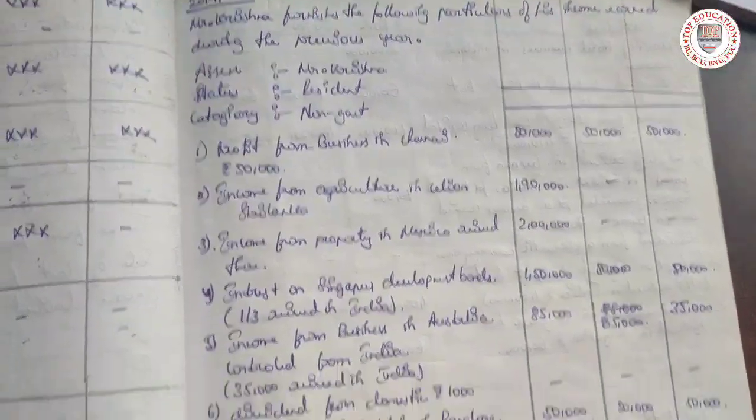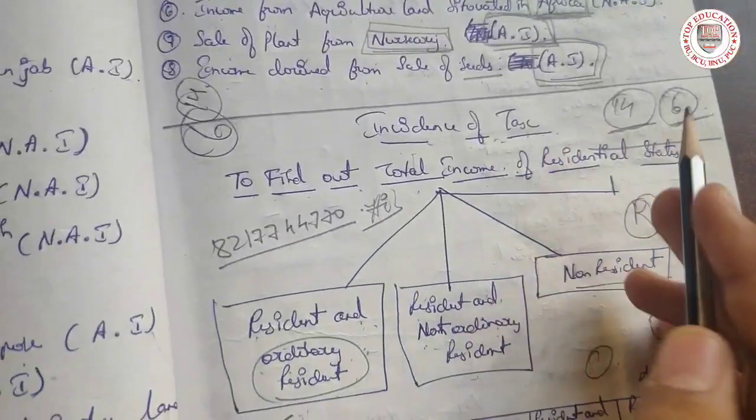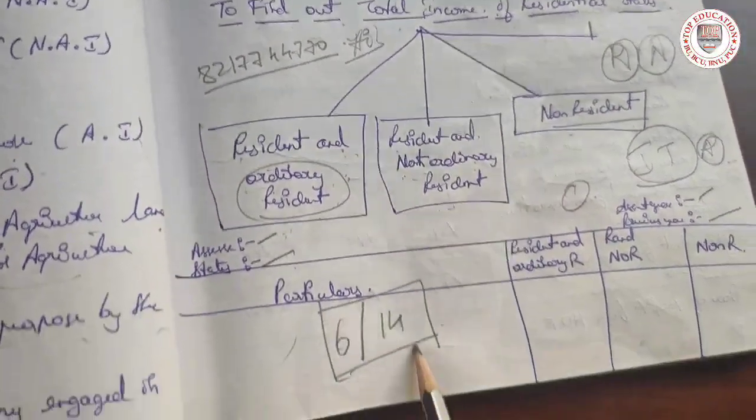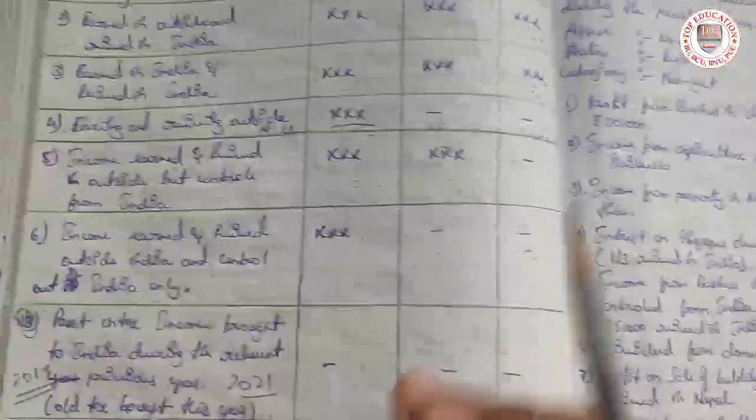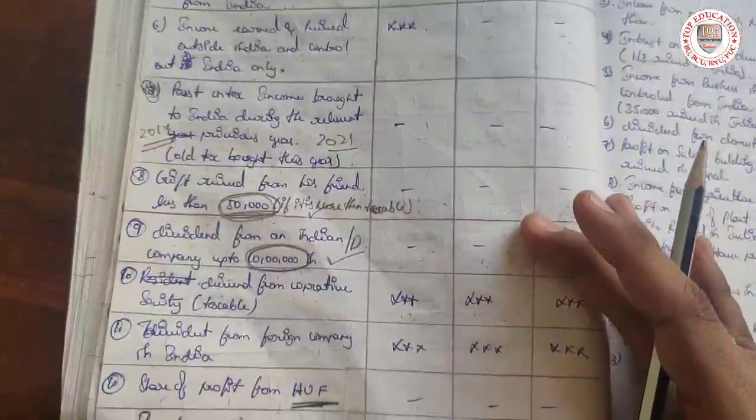Understood? Okay. In the next section, we'll start with the solution of this incidence of tax question, which is very important for 6 and 14 marks. I think all have understood the concept very well.